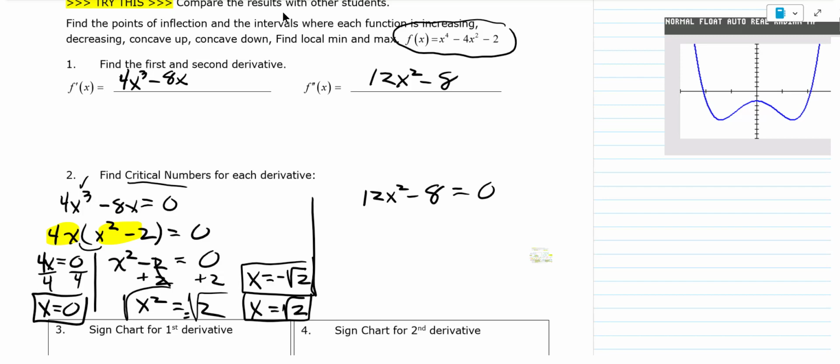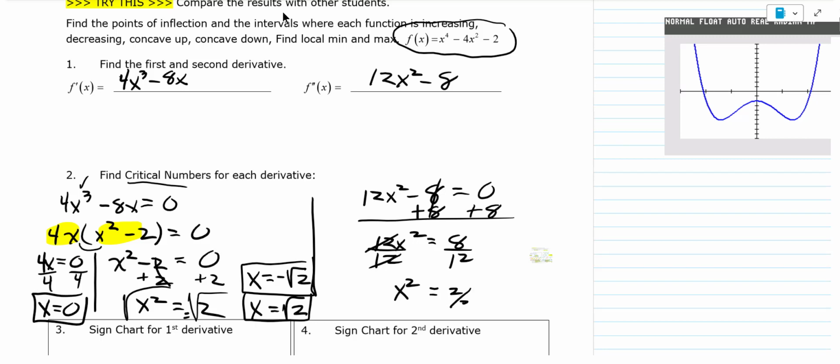Okay, so we're going to go ahead and work on both parts of the problem at the same time. We've got our critical numbers. Now let's go to the second derivative. Again, we're going to add 8 to both sides, and we have 12x squared is equal to 8. Then I can divide by 12. I can reduce the fraction. 8 over 12 reduces to 2/3.